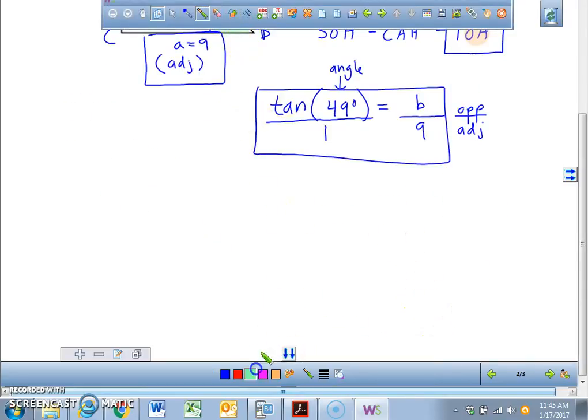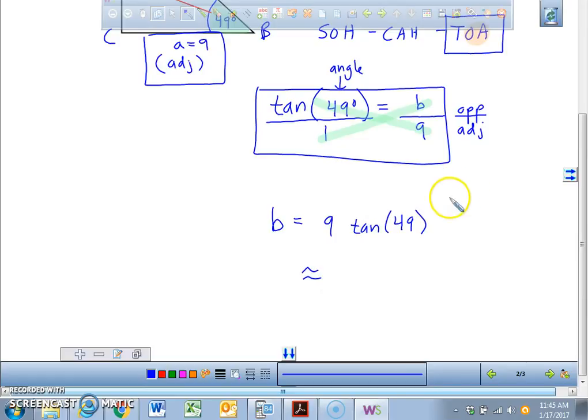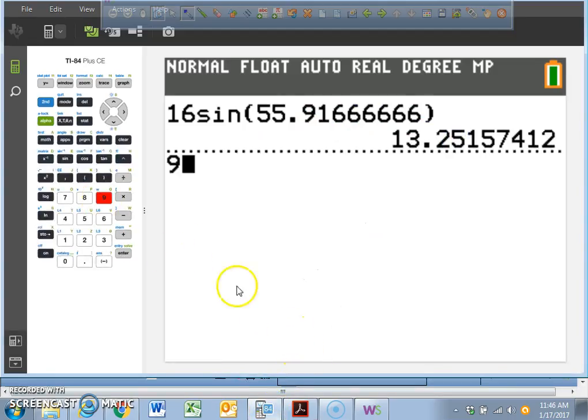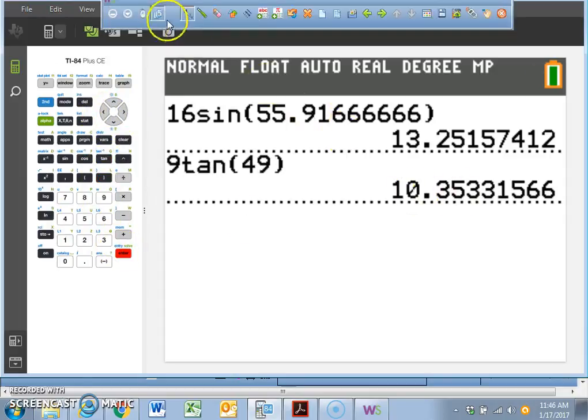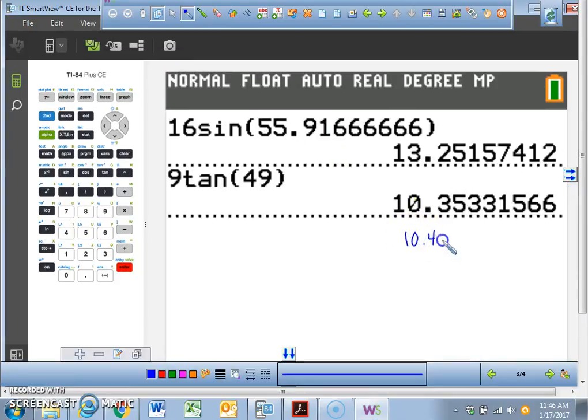Now, this is a very easy proportion to solve because when you cross multiply, you get b times 1, which is b. And then you get 9 times the tangent of 49 degrees. And understand I'm not putting the degree symbol there because it's automatically understood that you're dealing with degrees right here. So go to your calculator, hit the 9, type in, not cosine, go back here, hit tangent of 49. 10.35, but if we round it to the nearest tenth, that becomes 10.4 units.